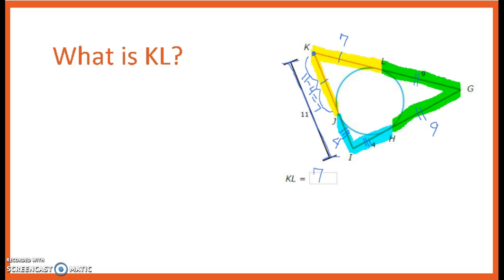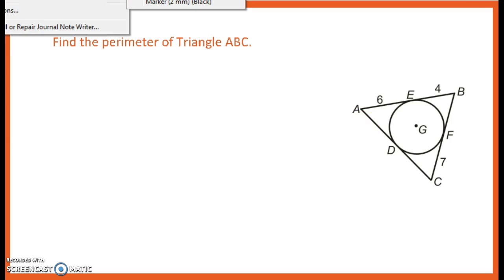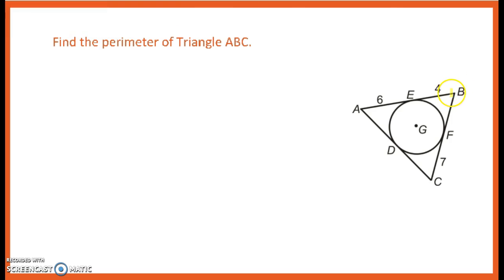Let's try another problem involving the two tangents theorem. So here we want to find the entire perimeter of ABC. So that's just adding up AB, BC, and AC, all 3 sides of the triangle. Well, we know that when tangent segments are drawn to a circle from the same external point, those segments are congruent. So BE is tangent to circle G, and so is BF, and they're both tangent from the same point B, the same external point.